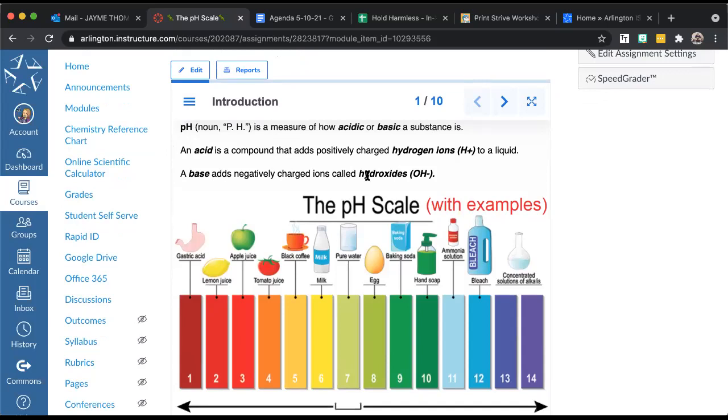An acid is going to be something that adds hydrogen ions to a liquid. So the more hydrogen ions you have, the more acidic you are. That's why stronger acids have more hydrogen ions, and that gives them a lower pH. Bases are going to add hydroxide ions into a solution. And so the more hydroxide ions you have, the higher your pH is, the more basic you are.